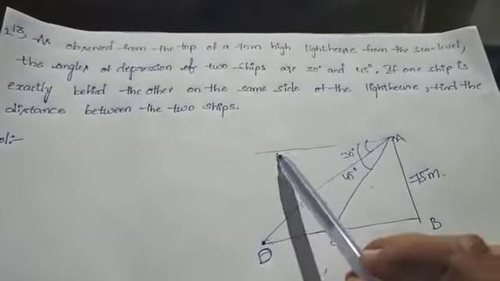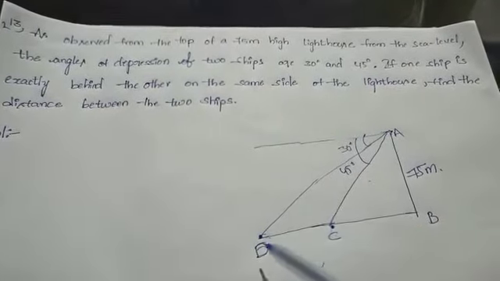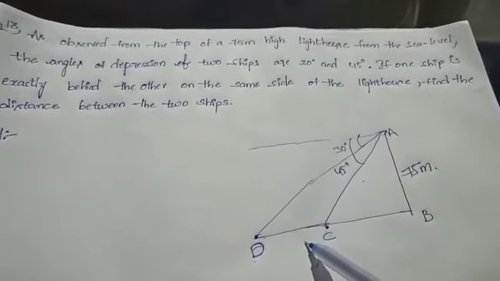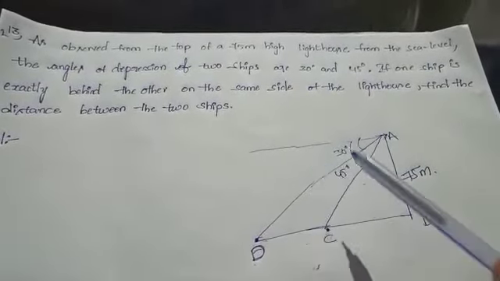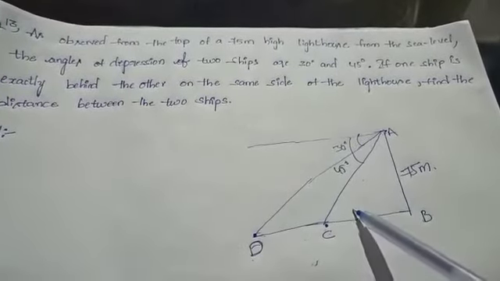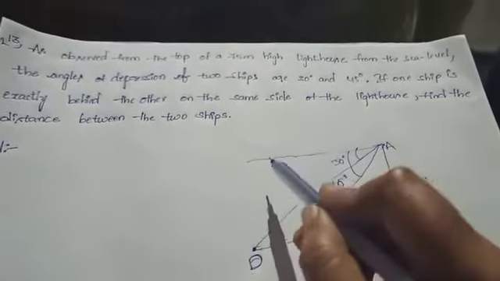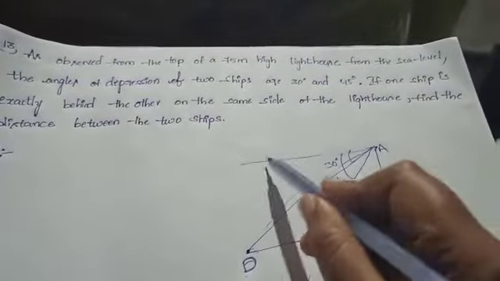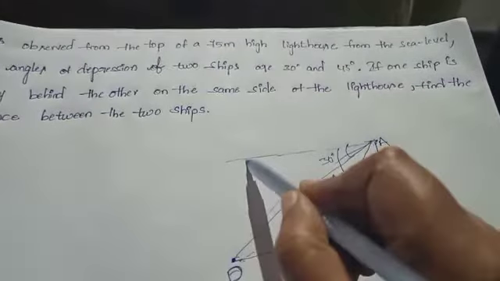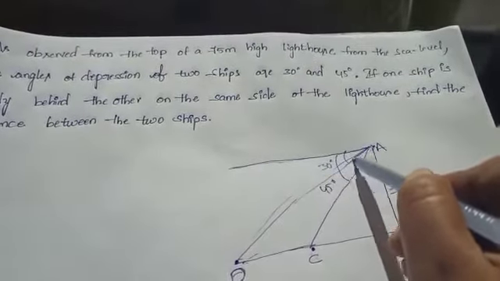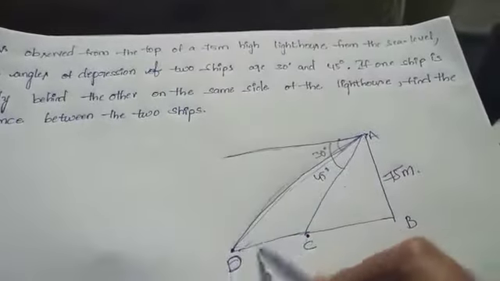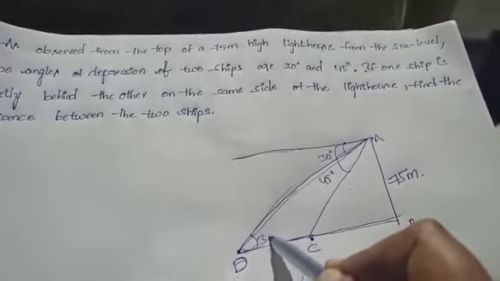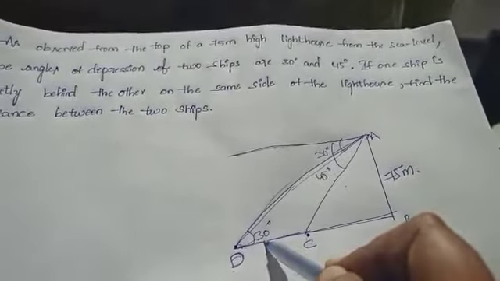See, this horizontal line is exactly parallel to BD. These two lines are parallel, then interior alternate angles are equal. So this angle is exactly equal to this angle. So angle D equals 30 degrees.